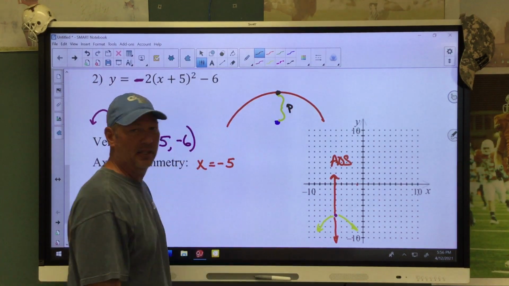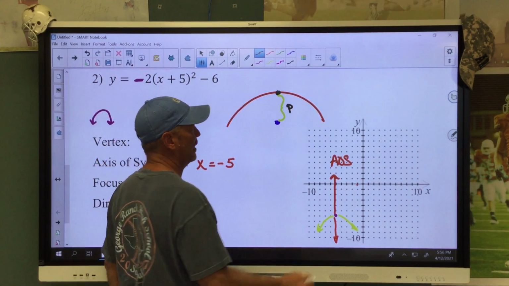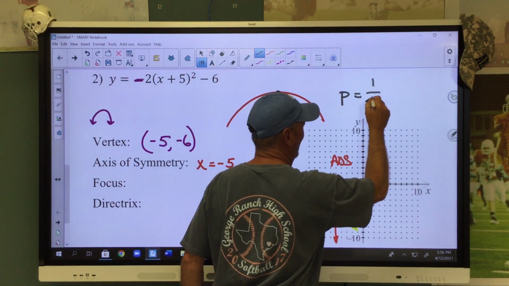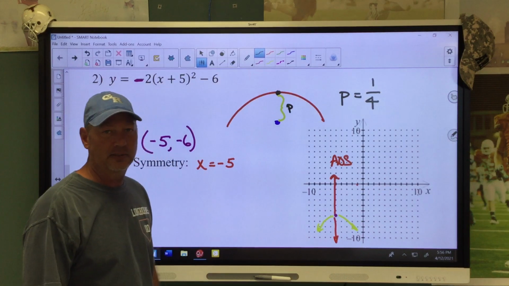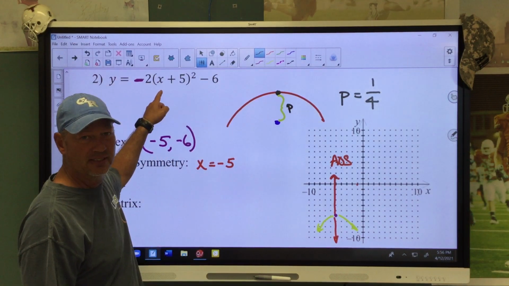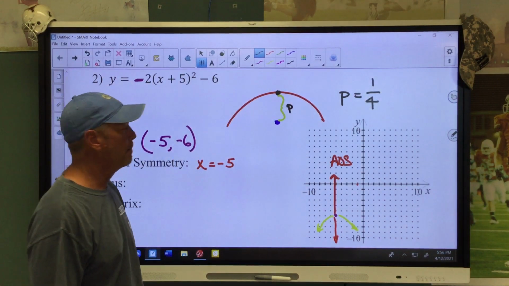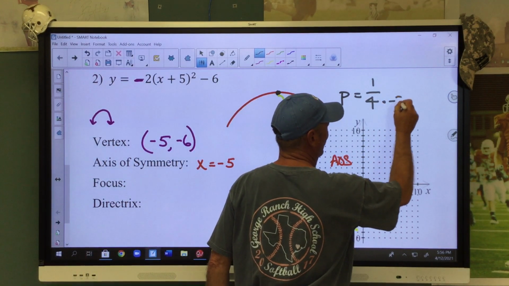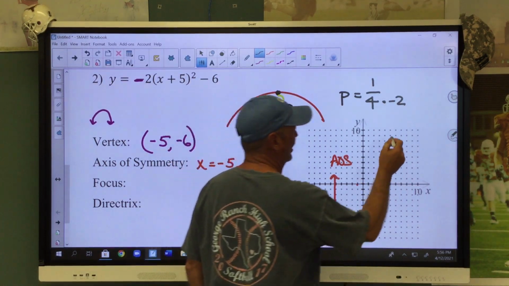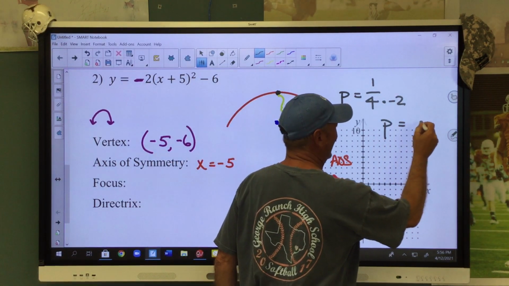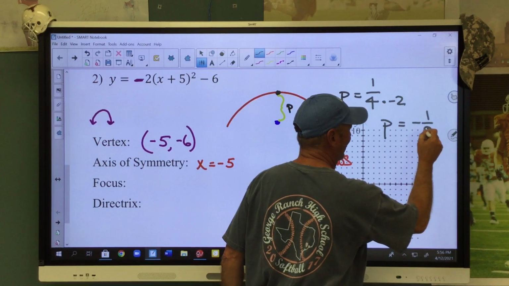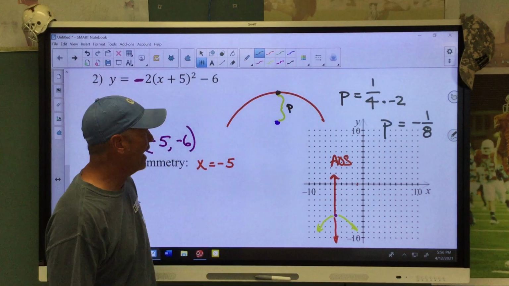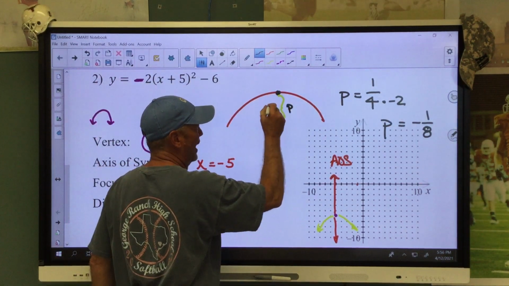That distance is P. So I'm going to say P equals 1/4 times whatever my A value is. My A value is -2, okay? So we're going to say 1/4 times -2. So P is going to equal -1/8. Okay? That means to get there, I have to go down 1/8.